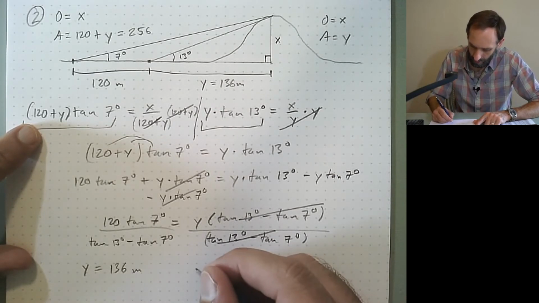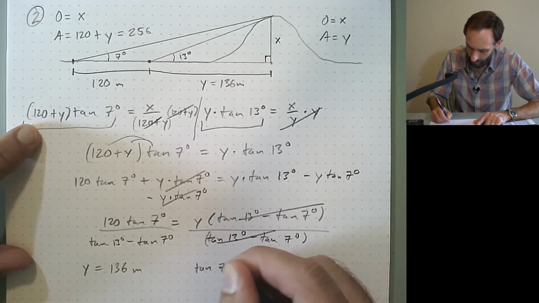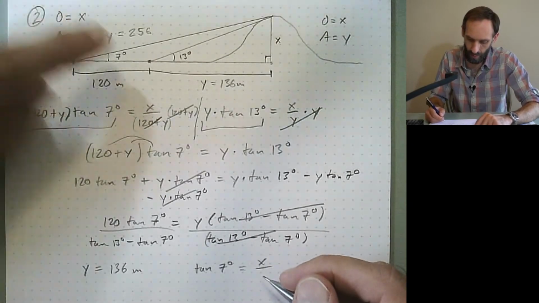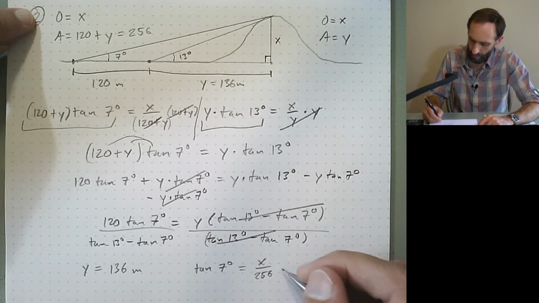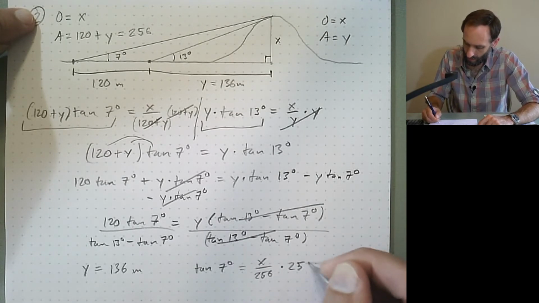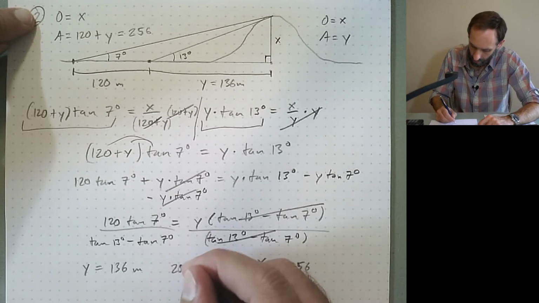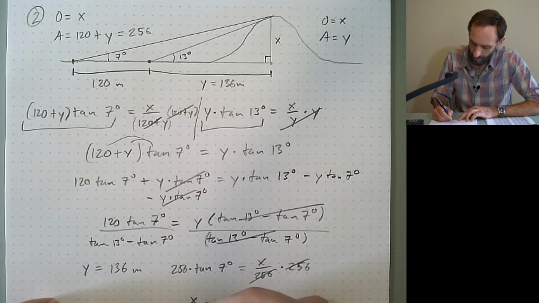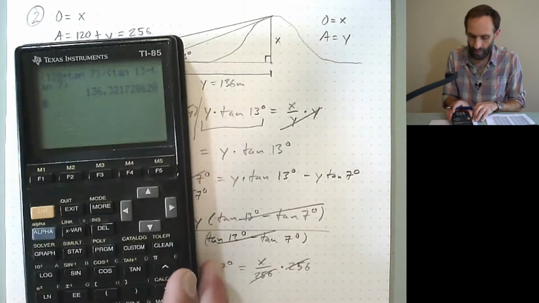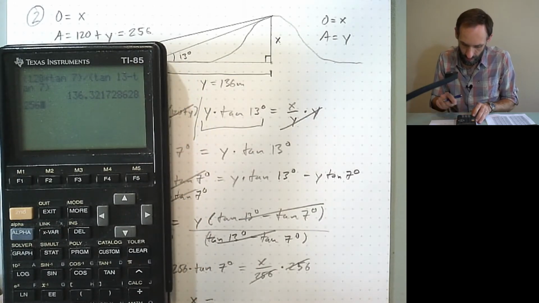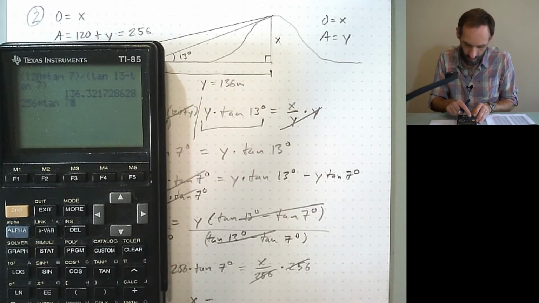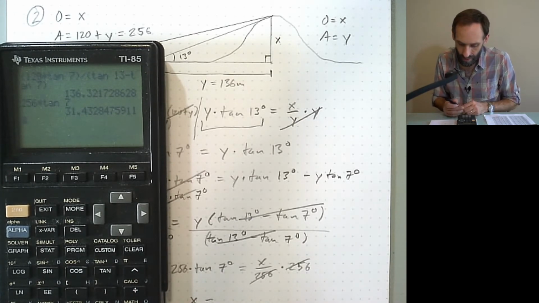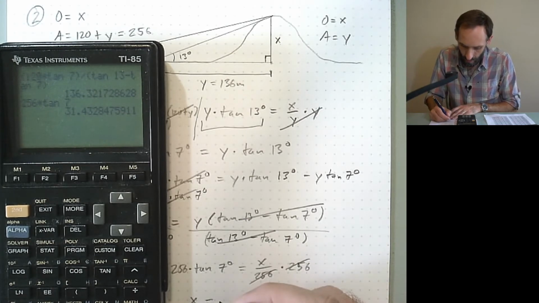Okay, so the tangent of 7 degrees is equal to the opposite, x, divided by the adjacent, 256. Now multiply both sides by 256. These cancel out, and now I can just find my value of x by plugging this in the calculator. So 256 times the tangent of 7 degrees, and if I round that to the nearest tenth of a meter, we're going to get 31.4 meters.